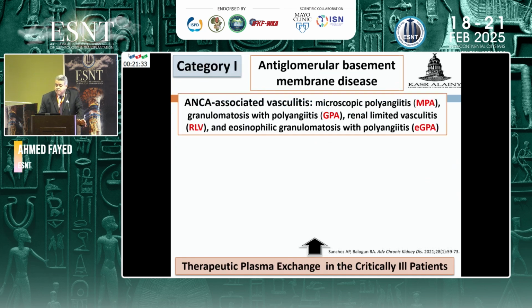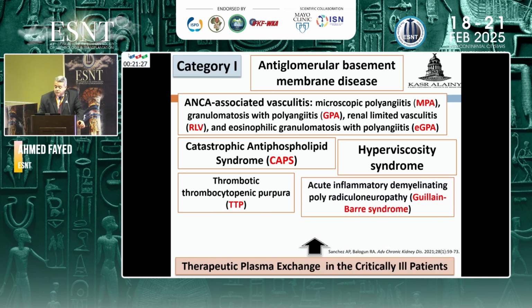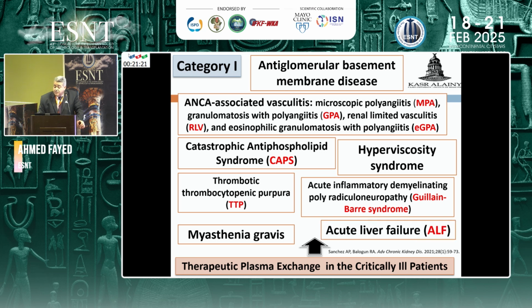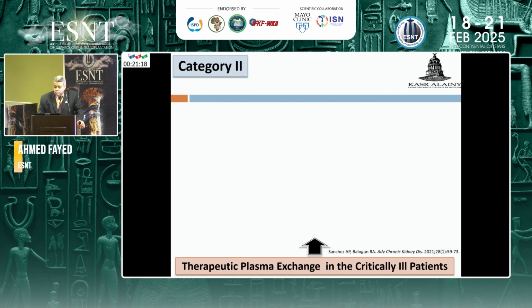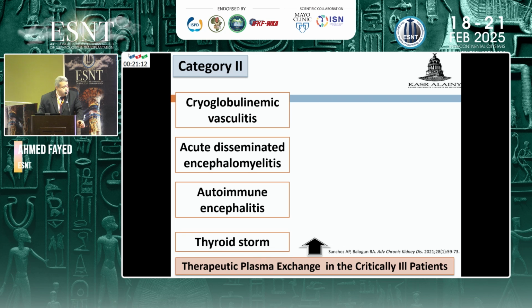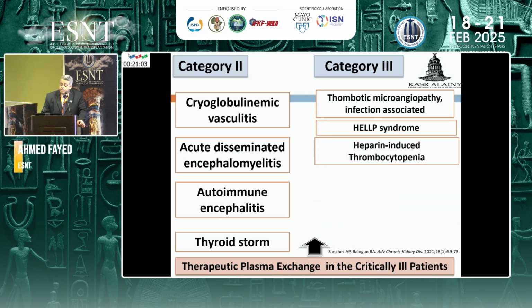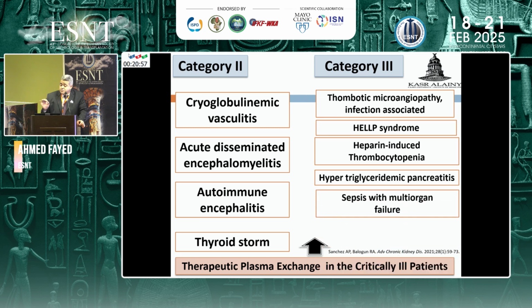Category 1: anti-GBM, ANCA-associated vasculitis, catastrophic antiphospholipid syndrome, hyperviscosity syndrome, thrombotic thrombocytopenic purpura, acute inflammatory demyelinating disease or Guillain-Barré, myasthenia gravis, and acute liver failure. Category 2: cryoglobulinemic vasculitis, acute disseminated encephalomyelitis, autoimmune encephalitis, or thyroid storm. Category 3, which is case by case: thrombotic microangiopathy, infection-associated, HELLP syndrome, heparin-induced thrombocytopenia, hypertriglyceridemic pancreatitis, and sepsis with multi-organ failure. This is category 3. It is case by case. It is not an absolute contraindication.